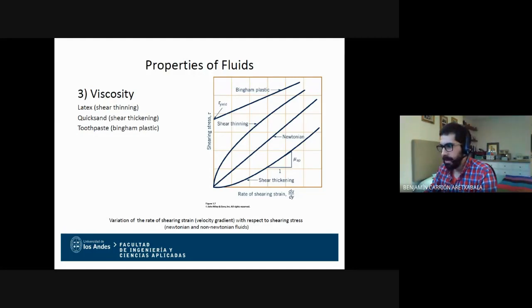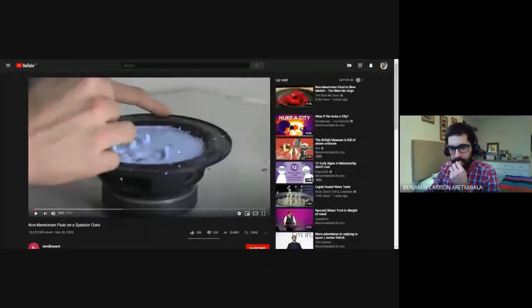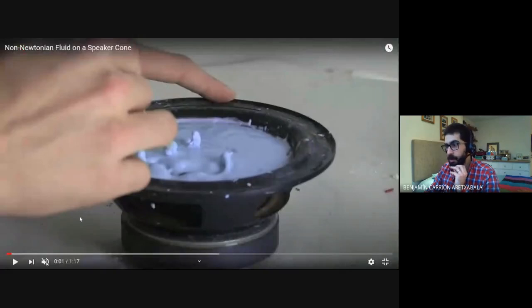Actually, there's a classic example when you put this mixture onto a speaker. So let me show you. Are you seeing it? Basically, here some people put cornstarch onto a speaker, which is just a mixture of cornstarch, maizena, and water. I don't know exactly the same amount. You can look it up on your own.